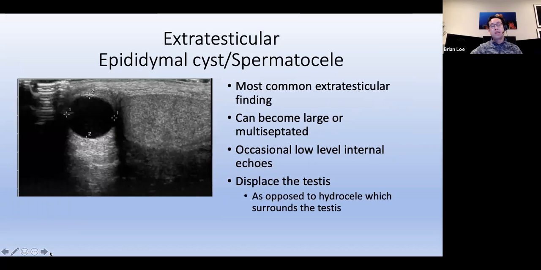Okay, so the extratesticular lesions, 95% of these are benign. The most common cause that I see for referral for a scrotal ultrasound, as far as a scrotal mass is concerned, is an epididymal cyst, or what we call a spermatocele. So these are the most common finding. They can become large and multiseptated, sometimes with internal echoes. It displaces the testis rather than surrounding the testis, and many of them arise at the head of the epididymis.